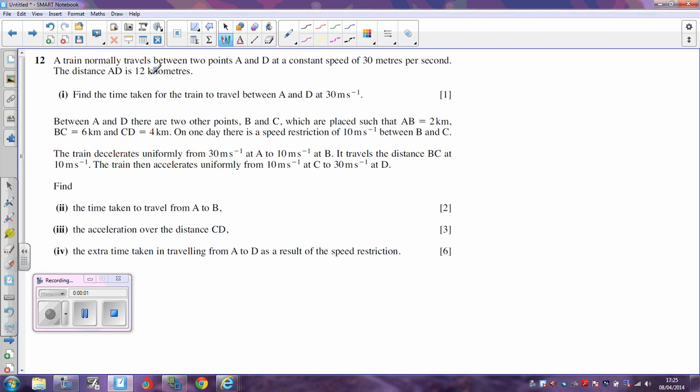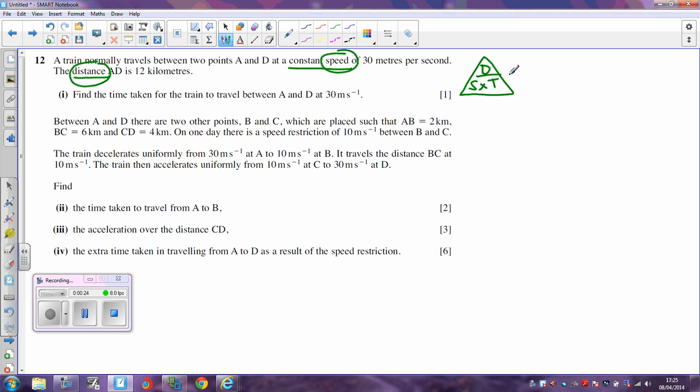Okay, first of all, we have a train which is travelling at a constant speed. And we know that if a train, or anything, is travelling at constant speed, we can just use the usual relationship between speed, distance, and time. Now, in this case, we're given the distance. The speed is 30 meters per second, which means that we're trying to work out the time, and the time is equal to the distance divided by the speed.